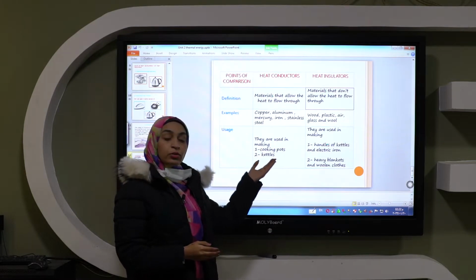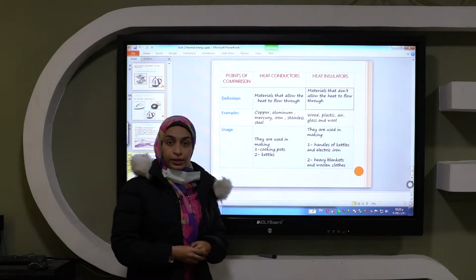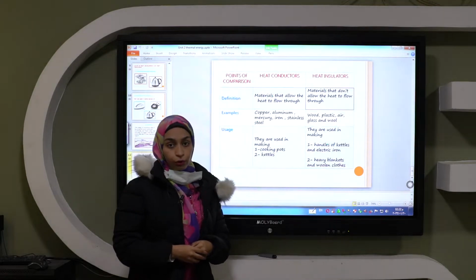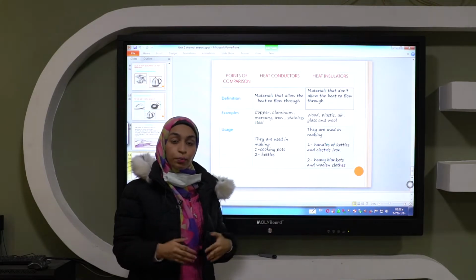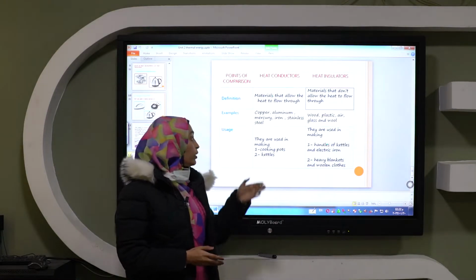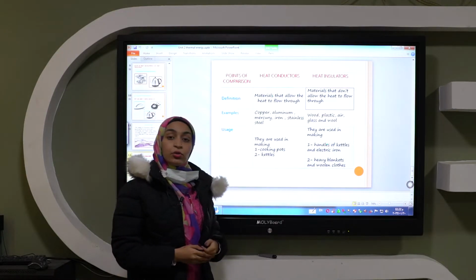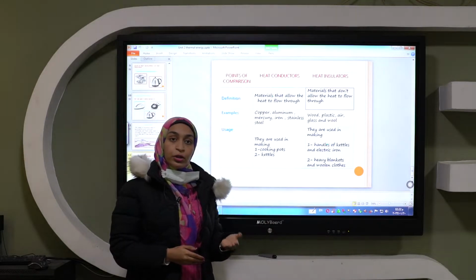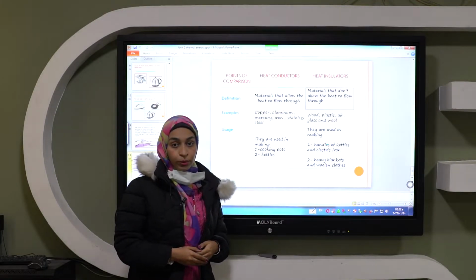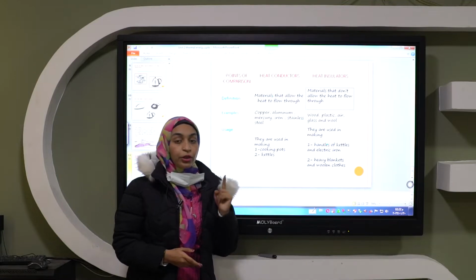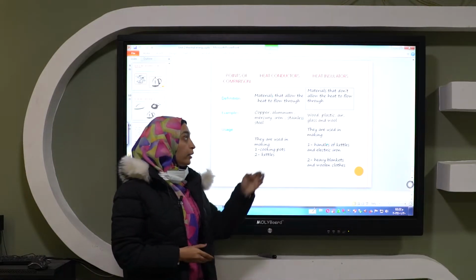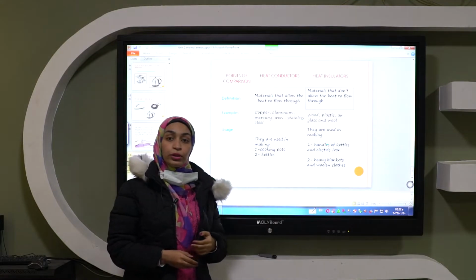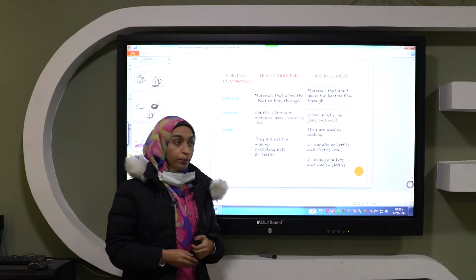According to the definition, heat conductors are materials that let heat flow through, while heat insulators are materials that don't let heat pass through them. What about the examples? Heat conductors like iron, copper, stainless steel, and aluminium. And don't forget that copper is the fastest metal in conducting heat, while heat insulators are like wood, air, plastic, and glass.